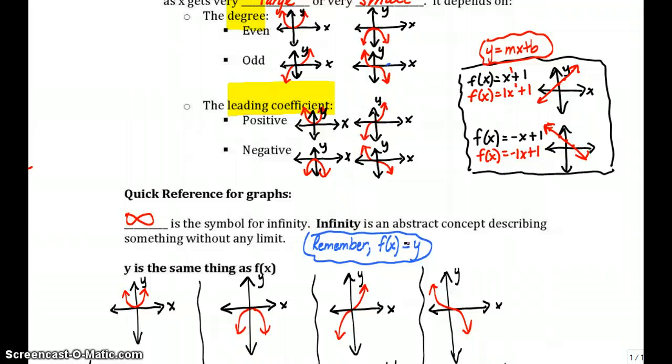So see if you can come up with your own, because again, infinity is an abstract concept. It's something that's very, very large and has no limit. So it's helpful for you to have some kind of visual picture of that.